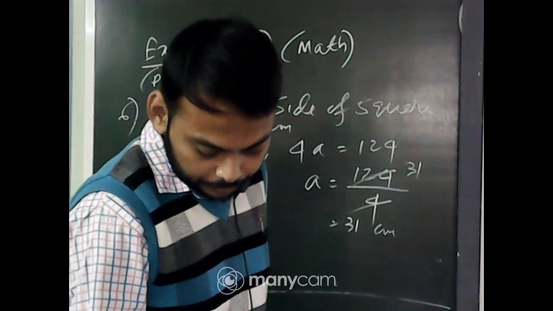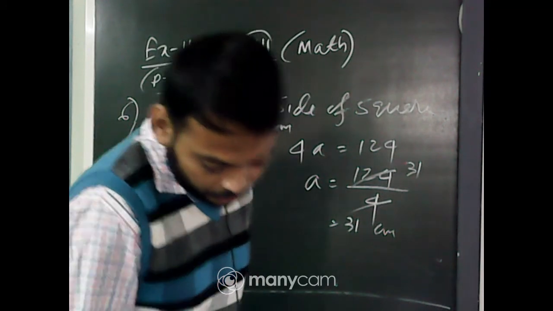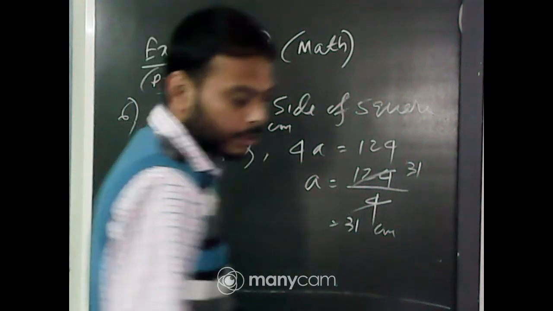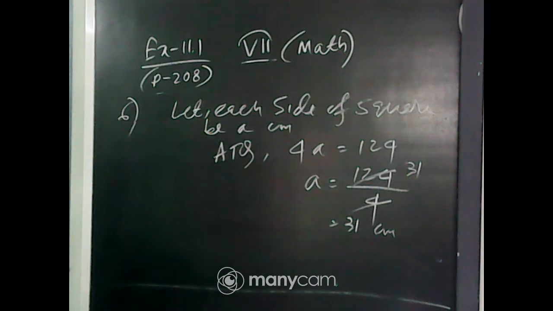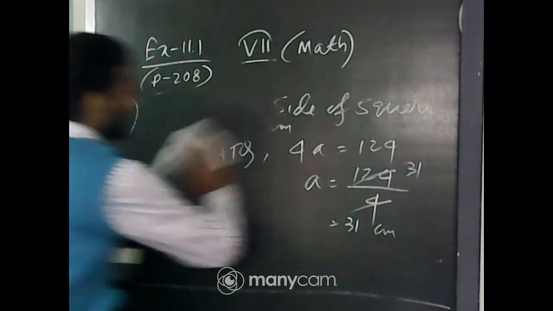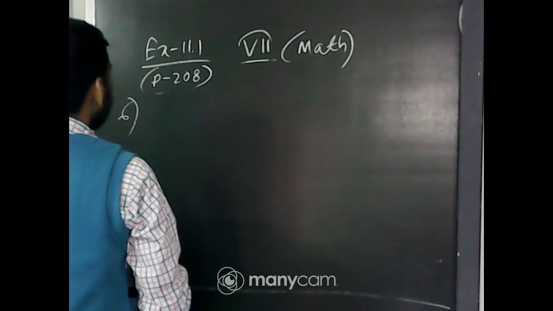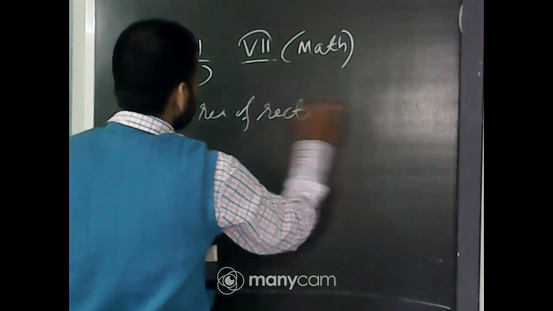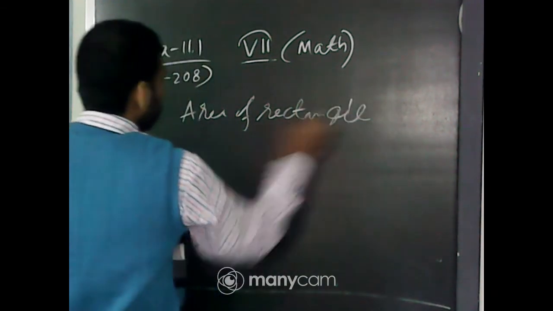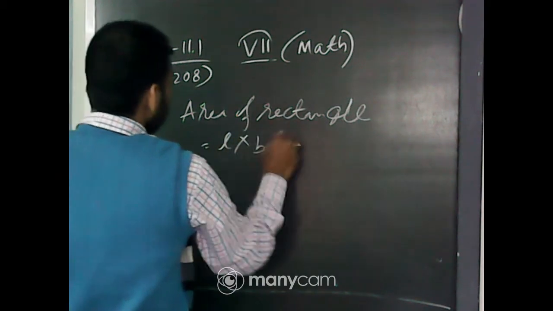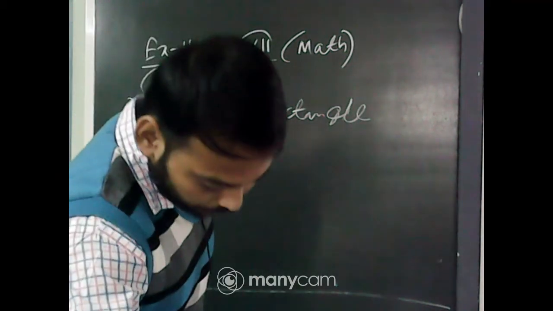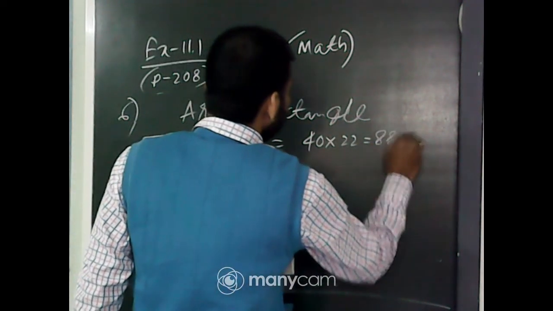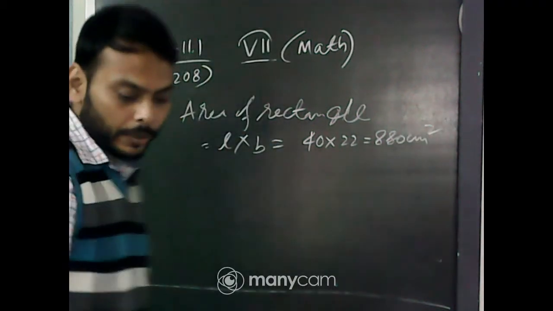Very good. Now you have to find the area for both the rectangle and the square. So first of all, area of the rectangle. Area of rectangle is L into B. So L means 40 into 22. So 880 centimeter square. Obviously square unit.